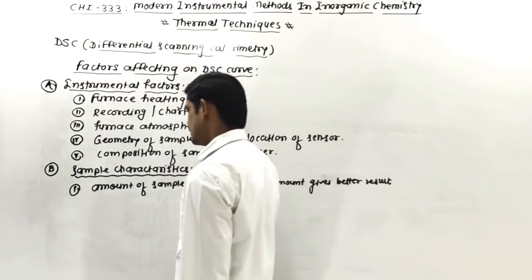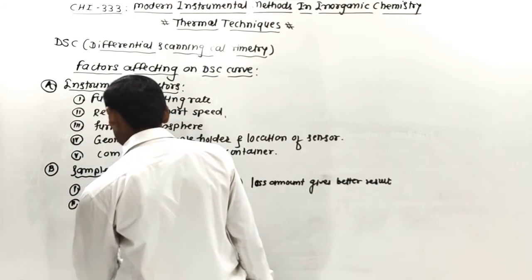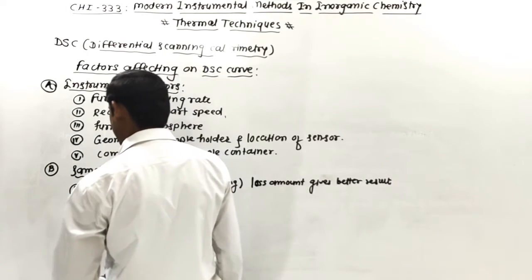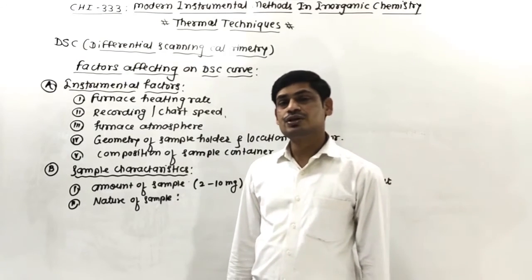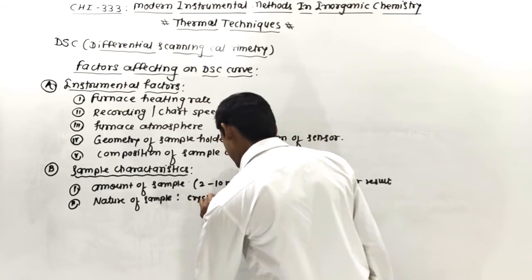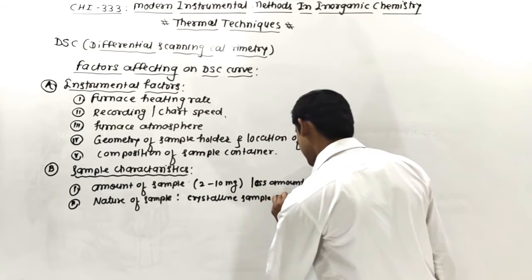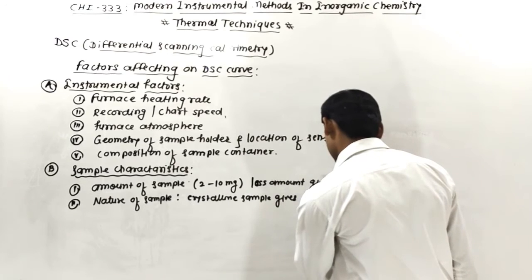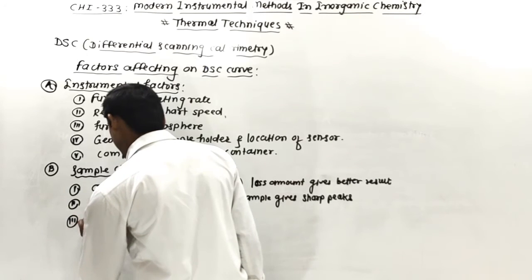Second is the nature of a sample. The crystalline sample will give a more sharp peak than the amorphous sample. Crystalline sample gives sharp peaks.